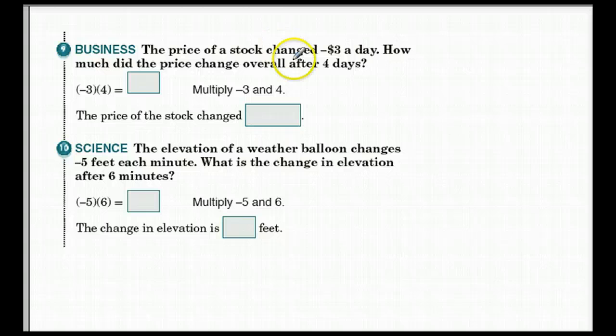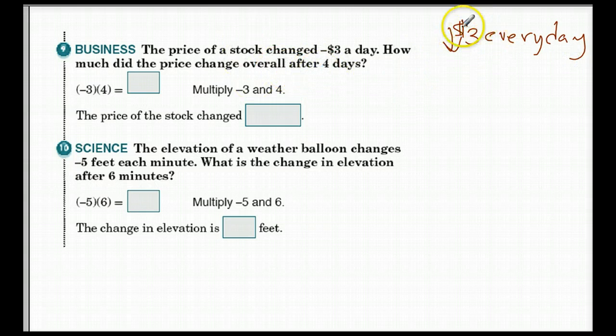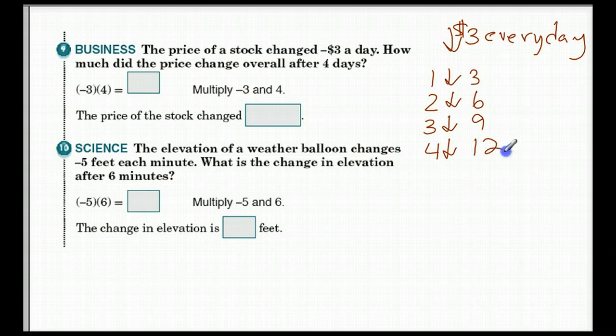Of course, now we have some word problems. Yay! The price of a stock changed negative $3 a day. So it went down $3 every day. So how much did the price change overall after 4 days? If it went down $3 every day, the first day it went down $3. The second day, it's now gone down $6. Third day down $9. Fourth day down $12. So it's gone down $12.